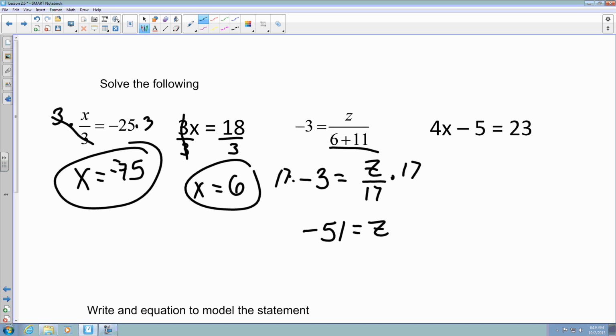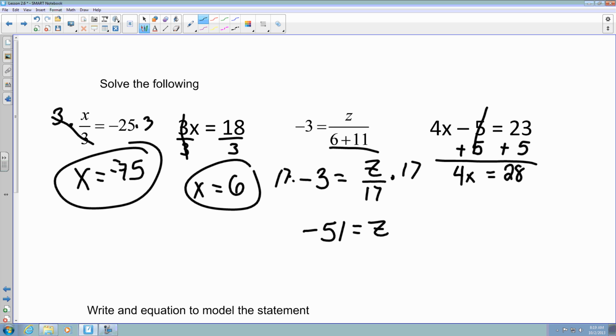So here we're going to be using both lessons in order to solve this problem. When you come across something that involves both addition or subtraction and multiplication or division, the first thing you're going to do is take care of the addition or subtraction first. So here I have the minus 5, so to cancel this out I have to add 5 to both sides, which then gives me 4x on the left hand side, which then equals 23 plus 5, which is 28.